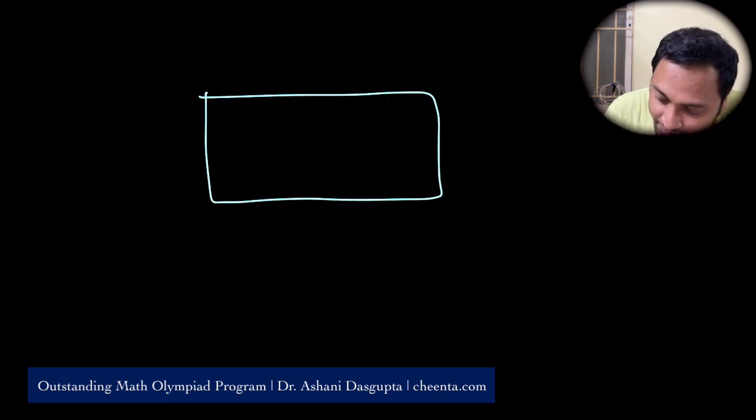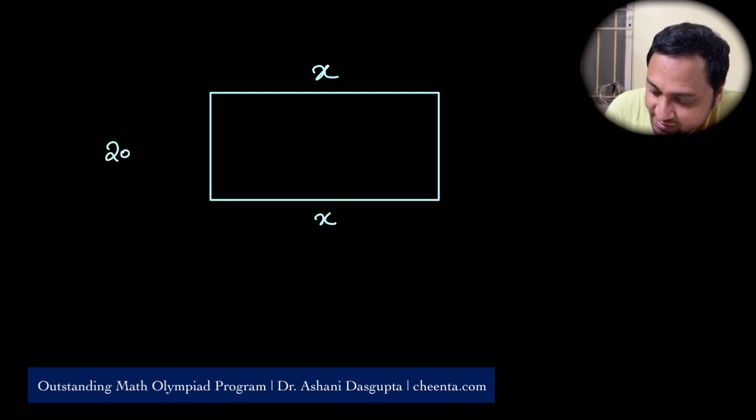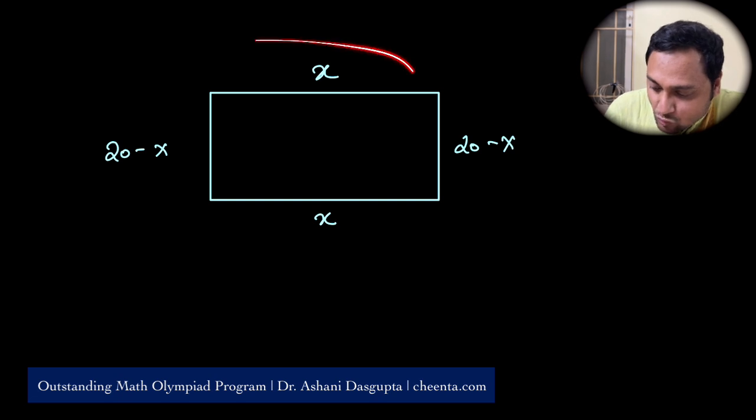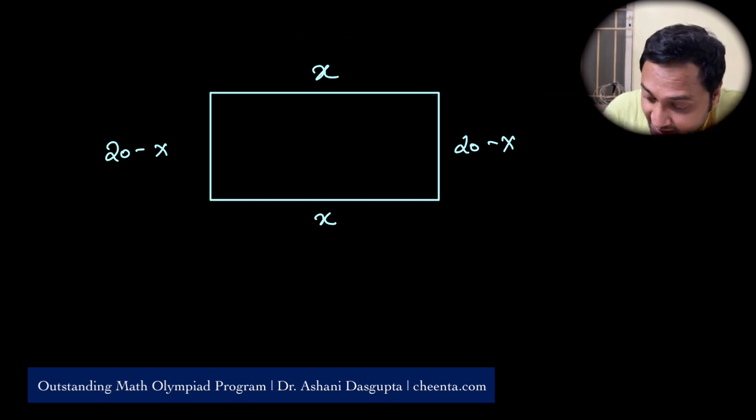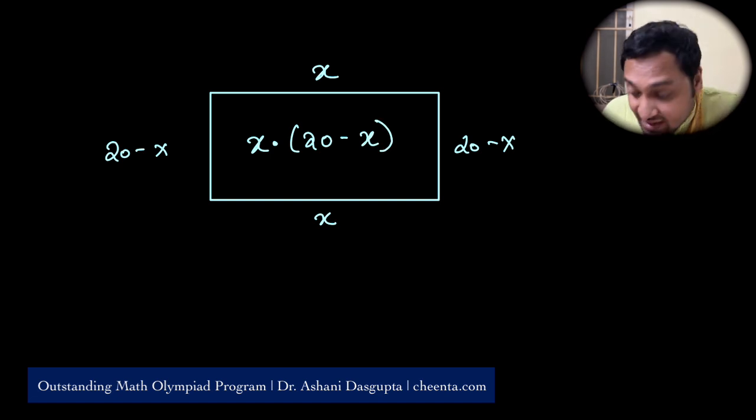So let's try this with math. Let's take a random rectangle. Suppose this is x, then this is also x, then this is 20 minus x, and this is 20 minus x, right? Because then the total is 40. So what is the area? The area is x times 20 minus x. And we want to maximize this area. So let's try to do that.